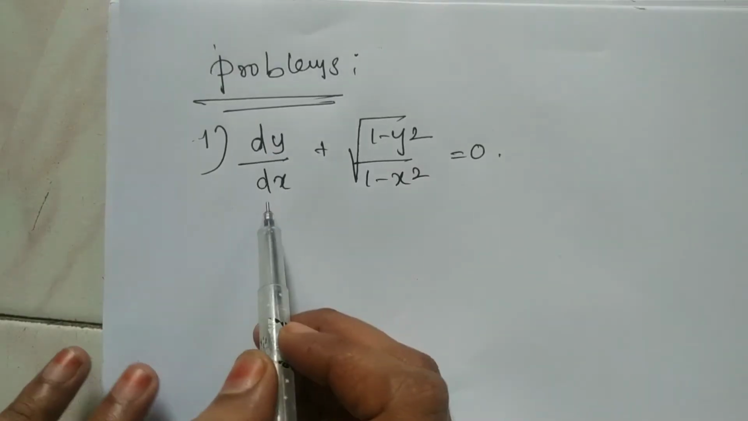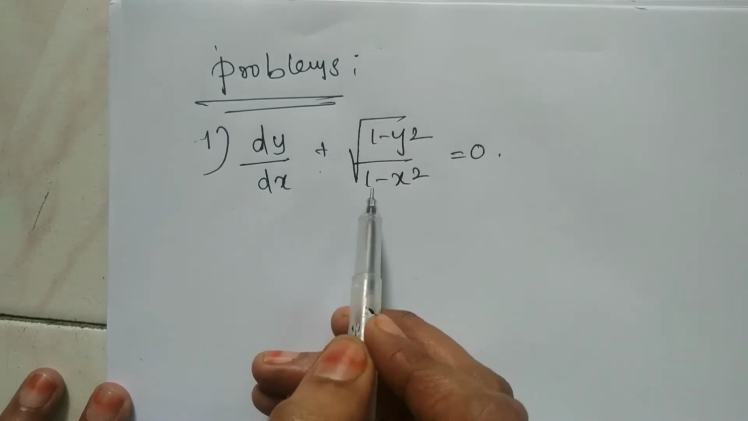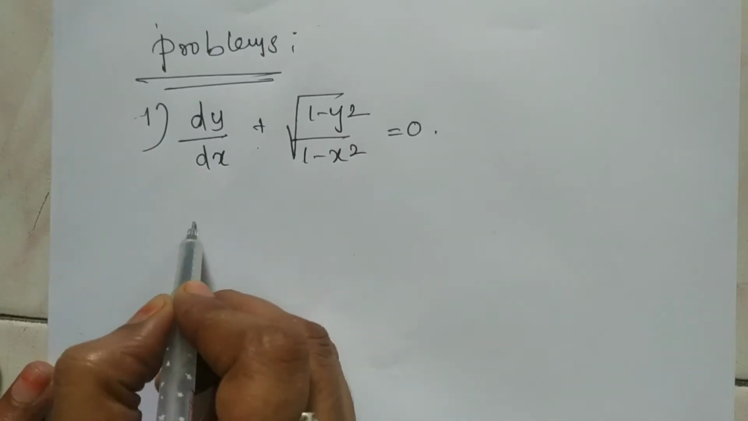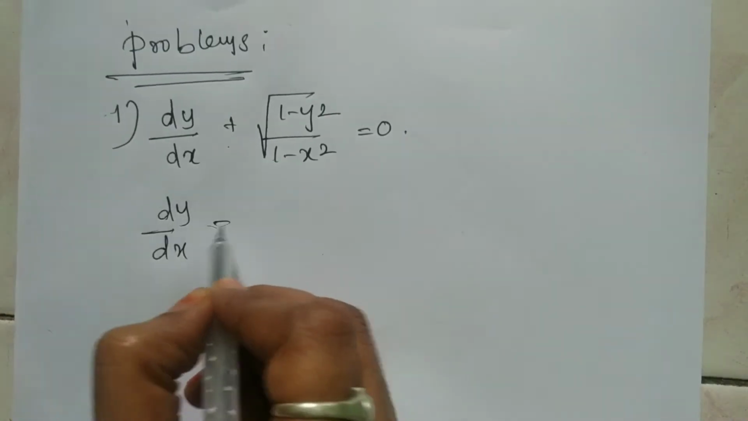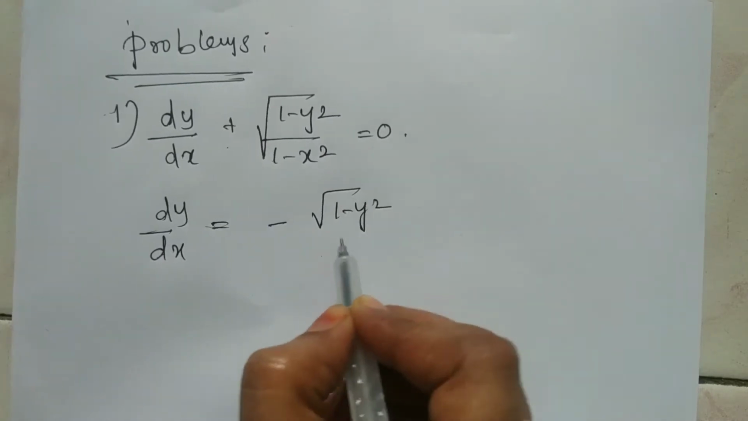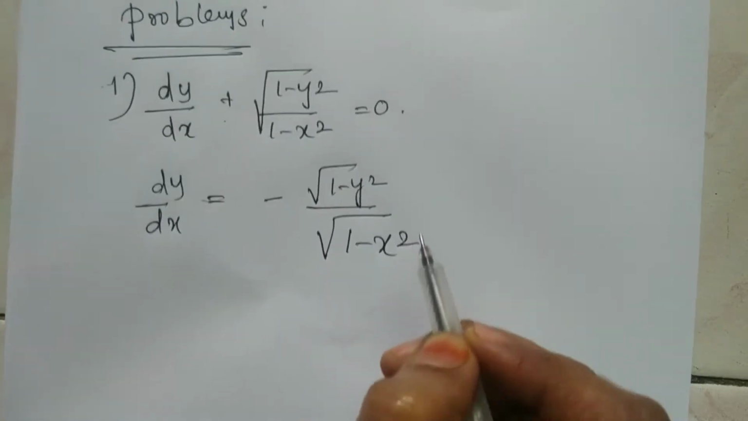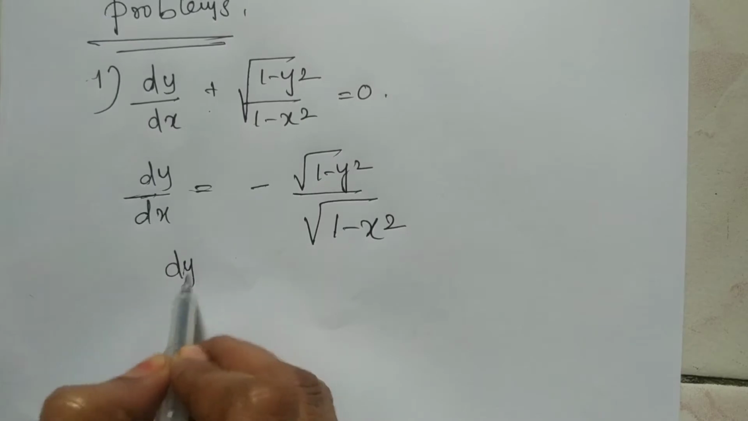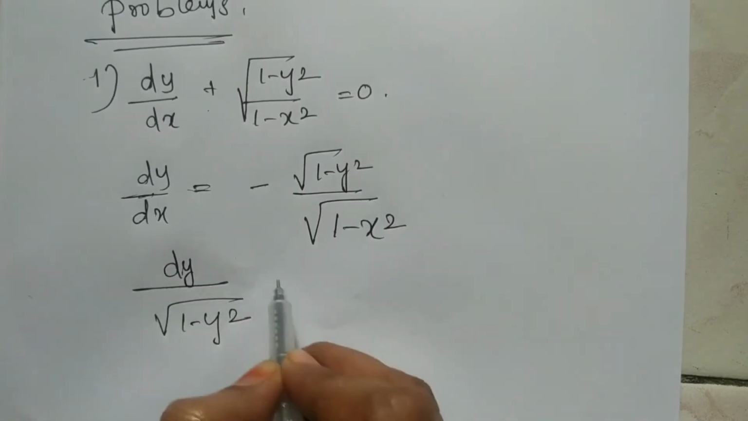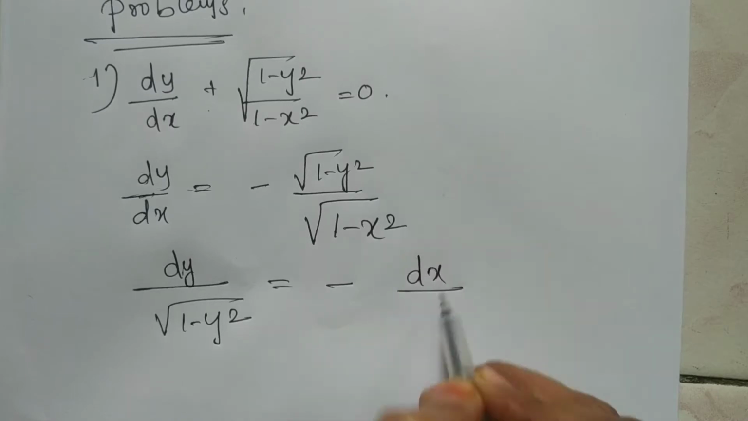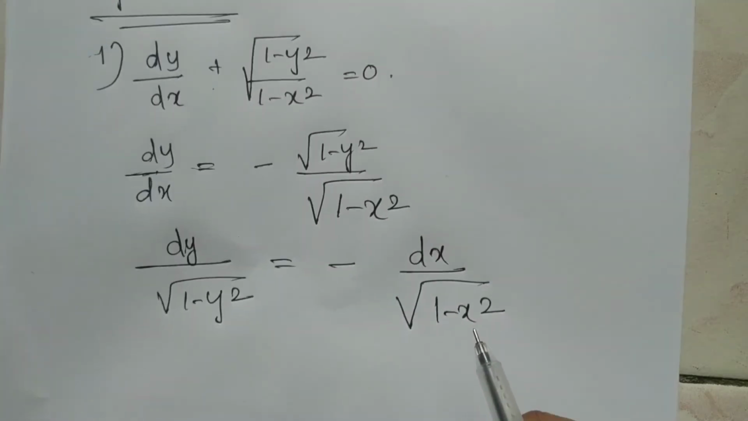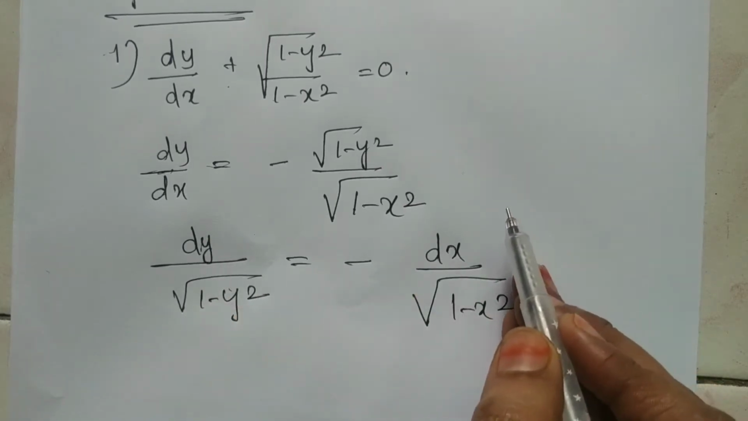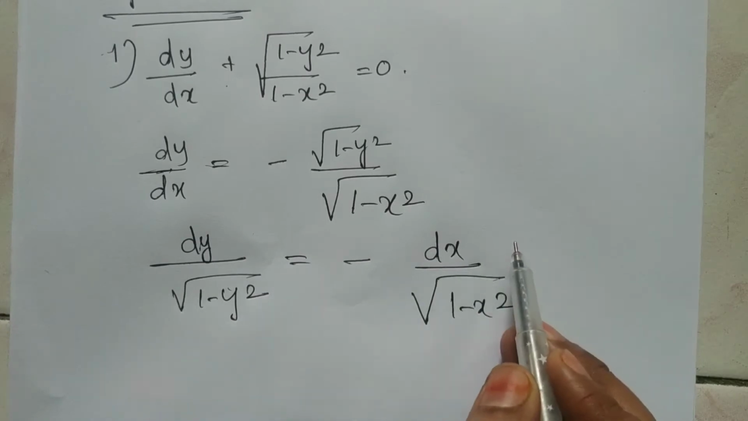First problem: dy by dx plus square root of (1 minus y square) by (1 minus x square) equal to 0. So dy by dx equal to minus square root of (1 minus y square) by (1 minus x square). Separating the variables, that is dy by square root of (1 minus y square) equal to minus dx by square root of (1 minus x square). Here the y terms are on one side and the x terms are on the other side. Then integrating on both sides.